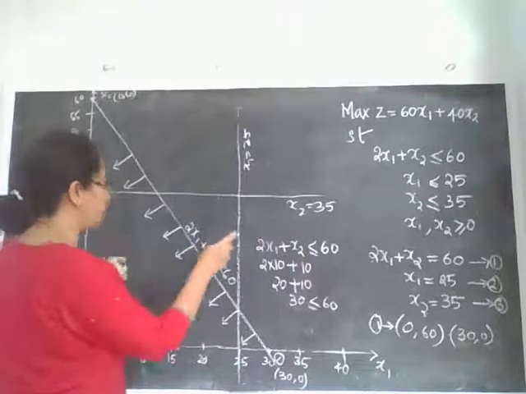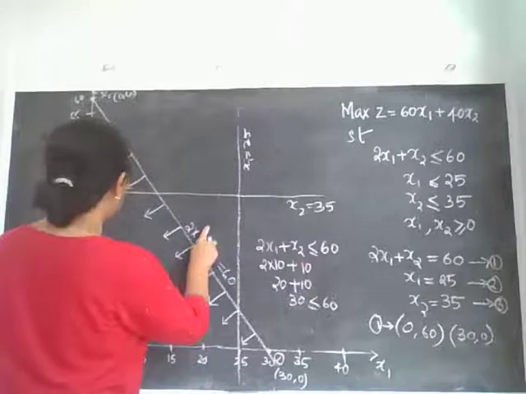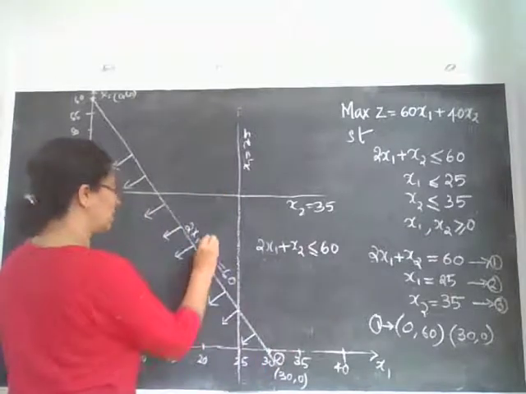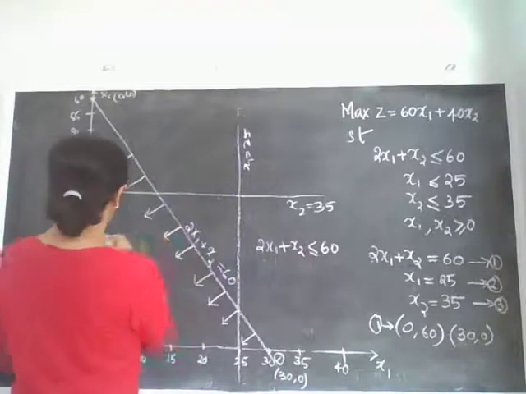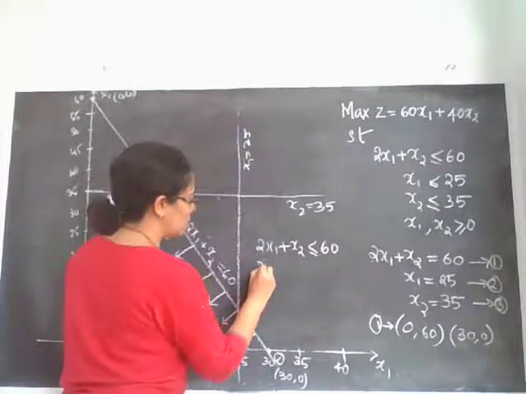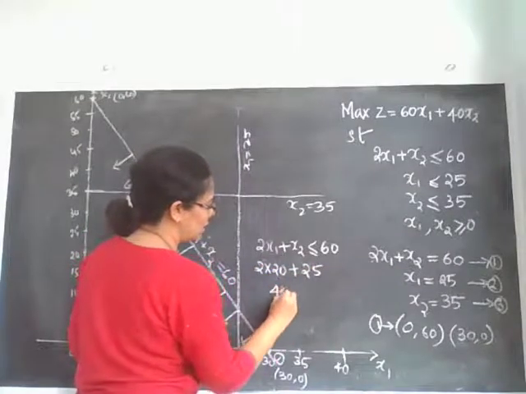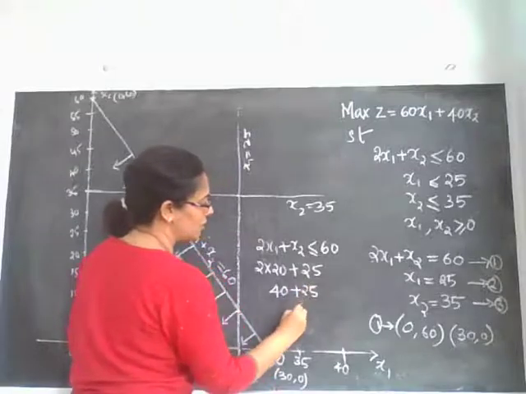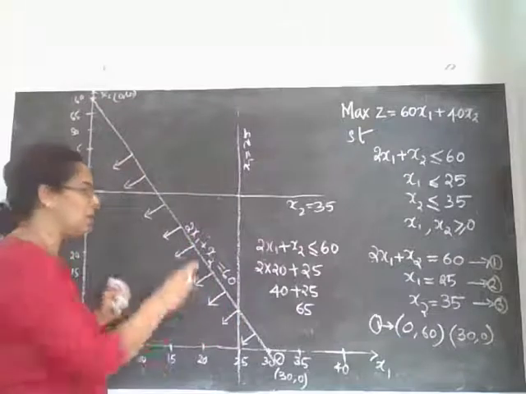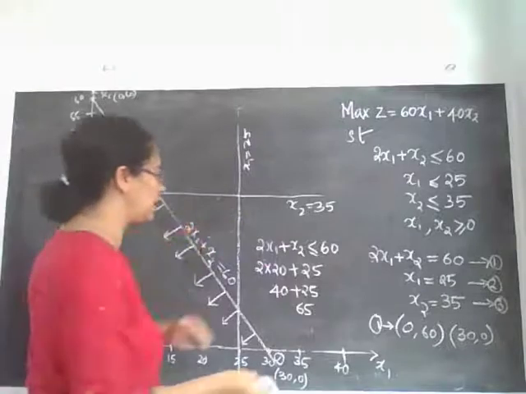Suppose I put another point, for example 20 and 25. Let this point be 20 and 25. So 2 into 20 plus 25 is 40 plus 25, which is 65. 65 is not less than or equal to 60. So the feasible region will not lie in this region, and we shade accordingly.